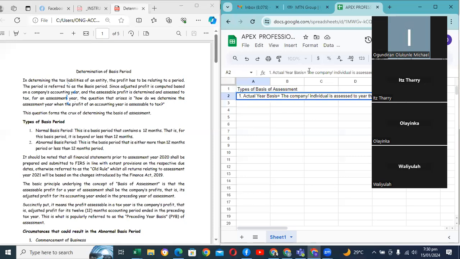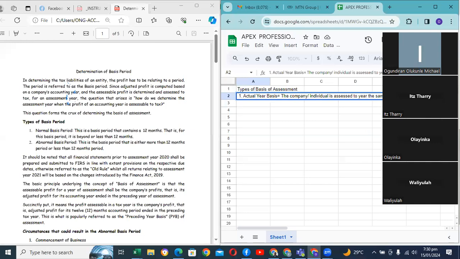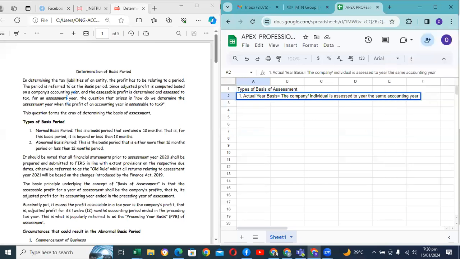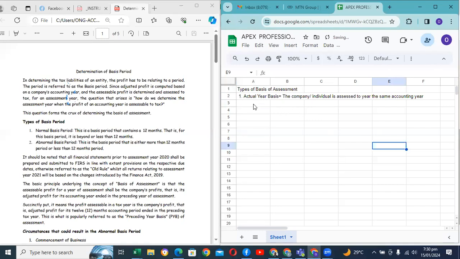A popular example of that is your pay as you earn. Remember that you pay your tax a month after you make your money, right? So for individuals, pay as you earn is on actual year basis. So if you make your profit between January to December, you pay your tax that same month. That is actual year basis.